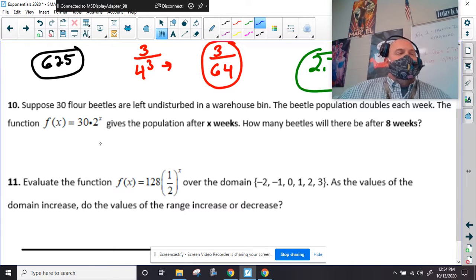Flower beetles. I know we always have issues with flower beetles at home, don't we, students? I don't even know what a flower beetle is. It's just some word problem that we have. Okay, so here's what you need to know: it has this word doubles each week. So basically you're plugging in 8 where X is.